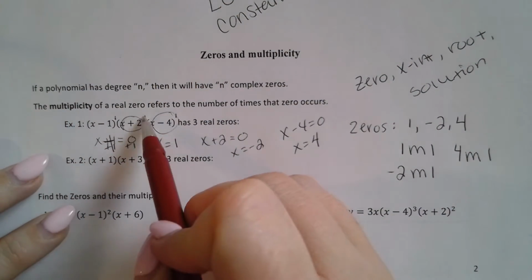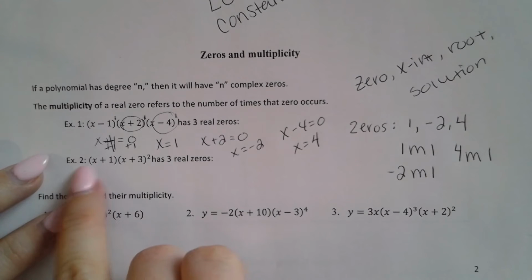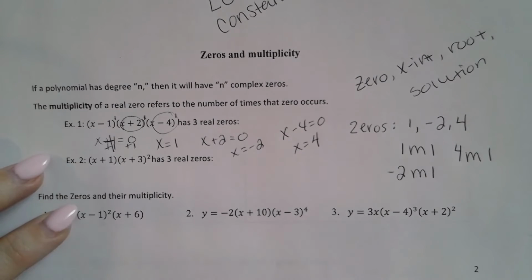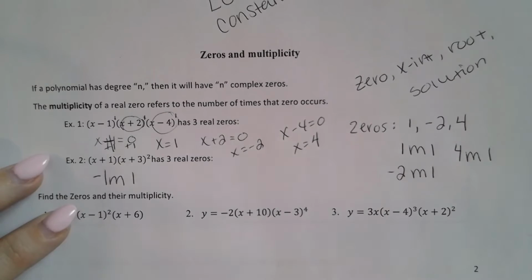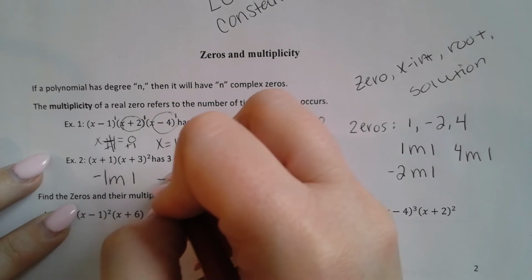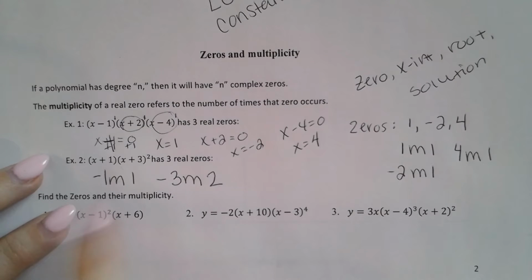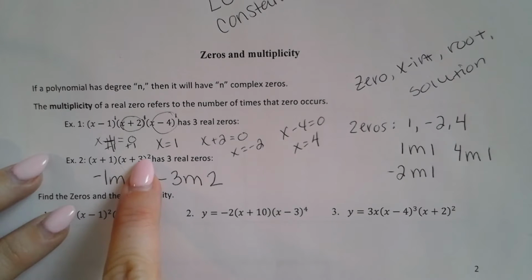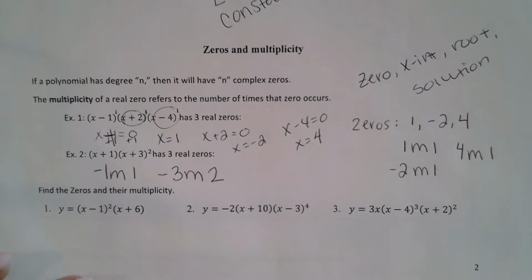There's no exponent here telling us that it's happening more than once. Compared to example 2, we have x plus 1. If I set that equal to 0, I'd get negative 1. It's only occurring once, so multiplicity 1. If I were to set this equal to 0, I would get negative 3. And it has an exponent of 2, meaning it's happening twice, right? If it's squared, it means that I could write it 2 times. So it has a multiplicity of 2.